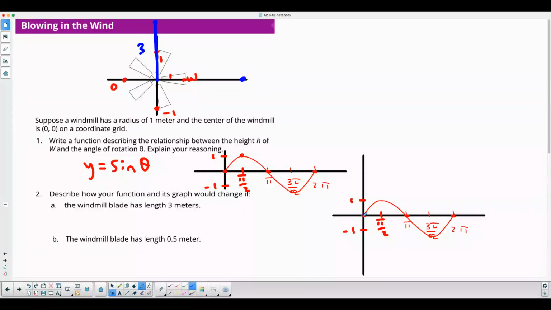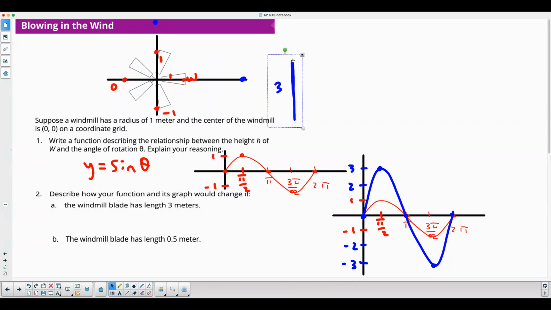So we'll still start at 0, but now we go up to 3 and down to -3 when it's at the top and bottom. Okay, so it ends up being kind of like a vertical stretch. Okay, so think of it like this here. Let me clear this here. So here's my longer windmill. So at 0 radians, it is at a height of 0. When I swing it up here, my height is 3 at pi over 2.